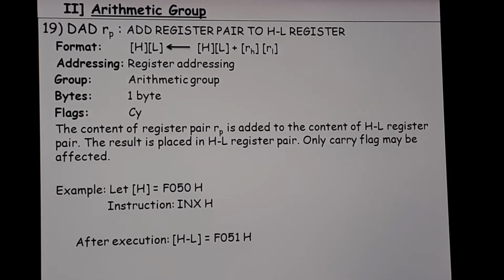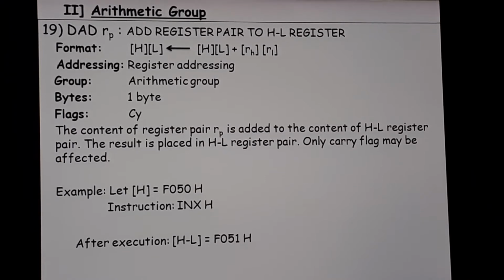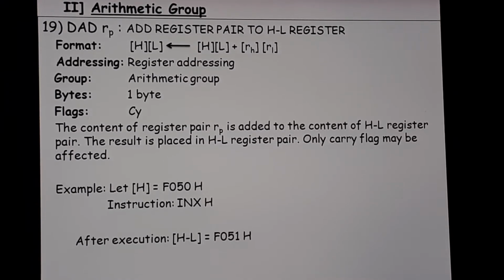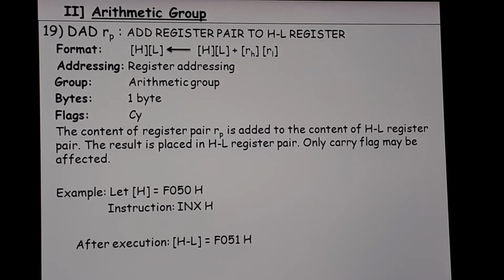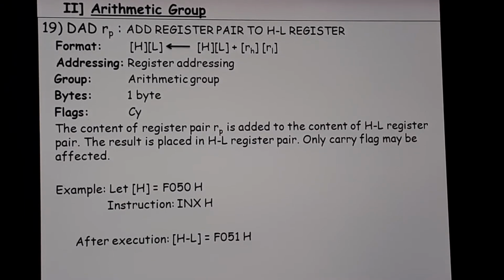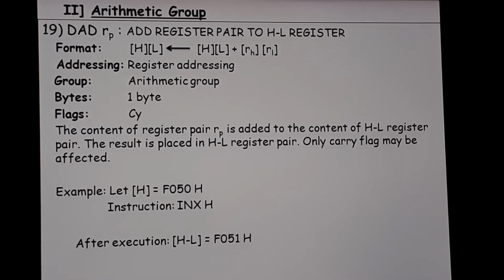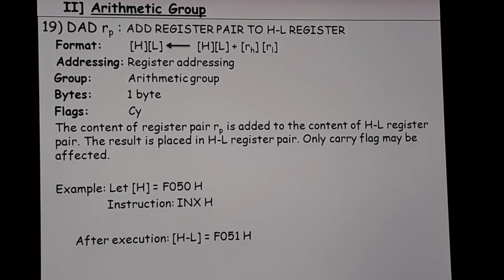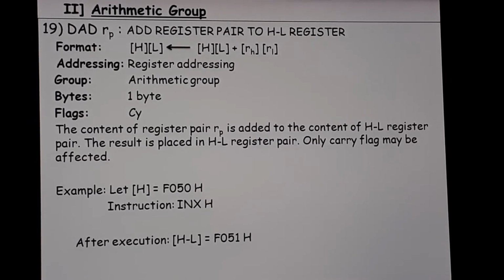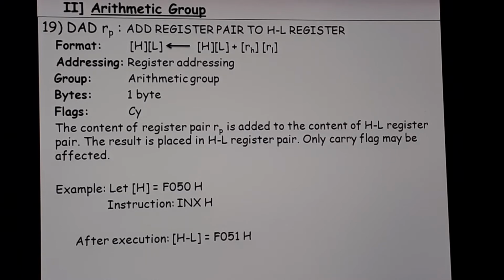So how will you write the explanation? You will write: the content of the register pair RP is added to the content of the HL register pair. The result of the addition is placed in the HL register pair. Only the carry flag may get affected. Okay, so this is the explanation, which is very simple. From the format itself you can write it on your own.